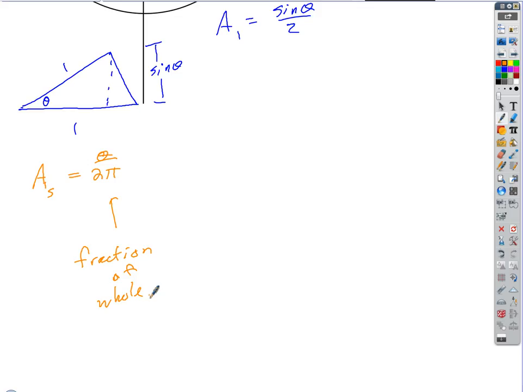And you already told me that the area of the whole is just pi r squared, but what's r? Radius 1, right? So this is just equal to theta over 2 pi times pi, right? We agree? Which works out to be what? Theta over 2. Okay. So theta over 2 is the area of the sector. Agreed?